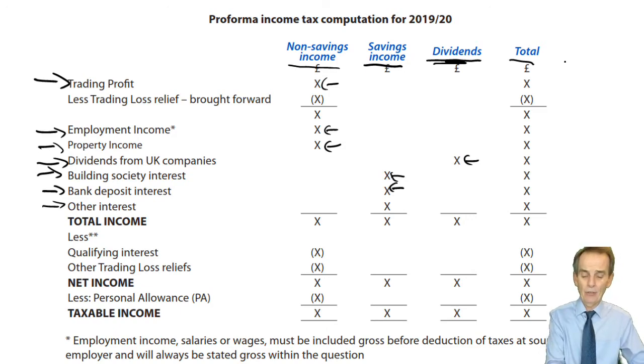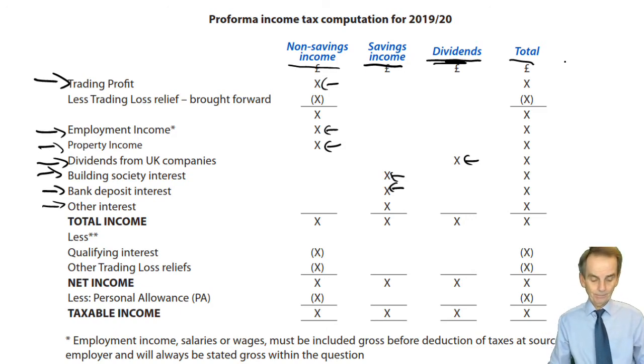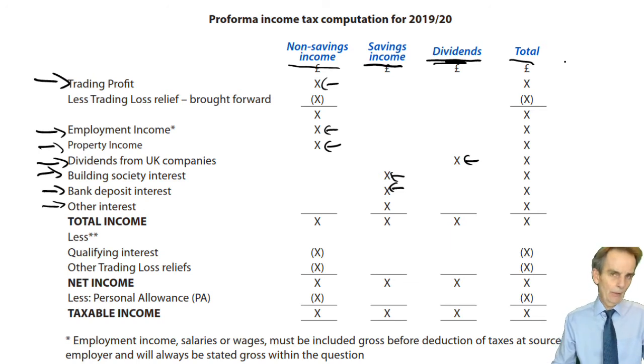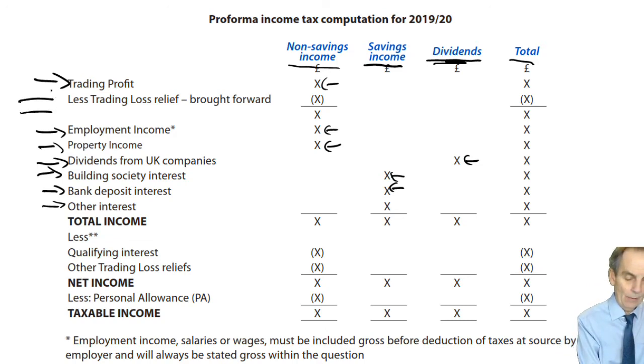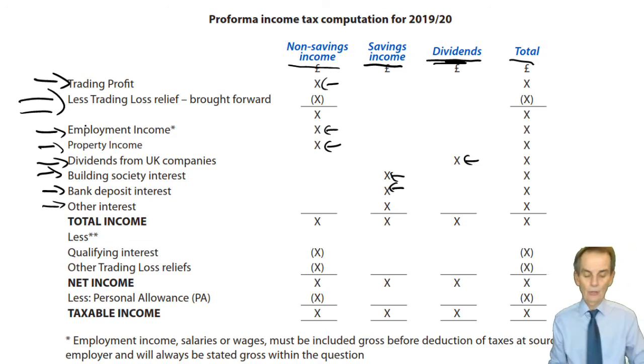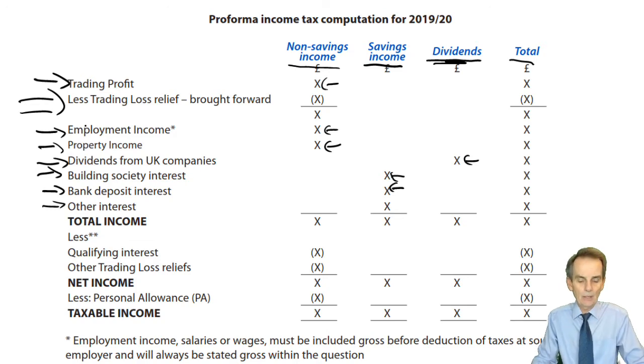But again, I prefer to run that at the end. What you'll also see on here is that next to, and beneath, indeed, the trading profit, we've got trading loss reliefs. It is, of course, a sad fact that just because you go into business as an unincorporated trade or as a partner in a partnership, it doesn't guarantee that for every accounting period in which you trade, you actually make a profit.